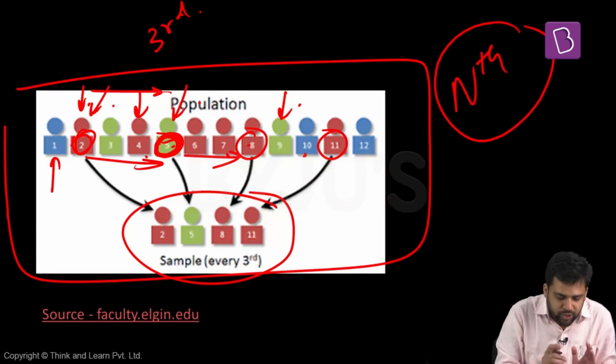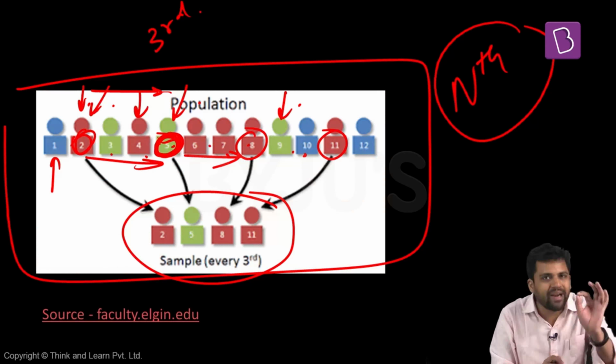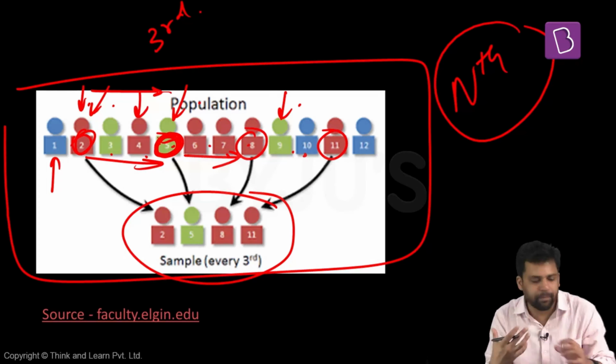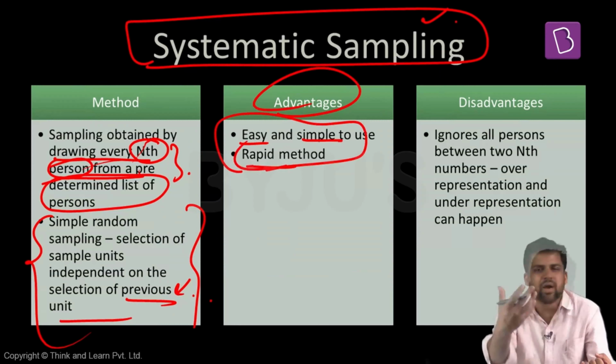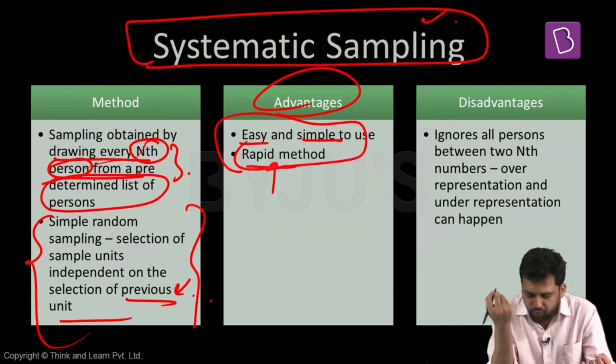If the first choice would have been 3, your sample would have reflected 3, 6, 9, 12. So depending on the first unit, all the units are becoming part of the sample. Now, what is the advantage of using systematic sampling? This is also a very easy, simple method, and it is not time-consuming; it is a rapid method. What can be the disadvantage?